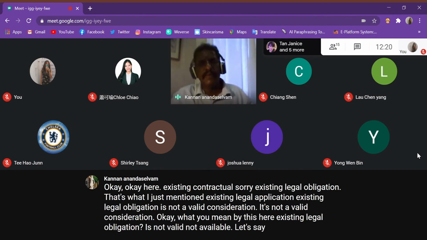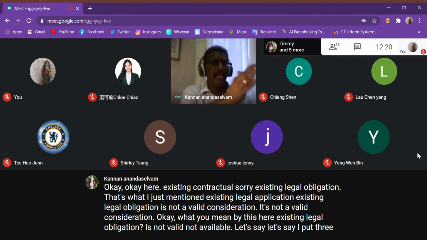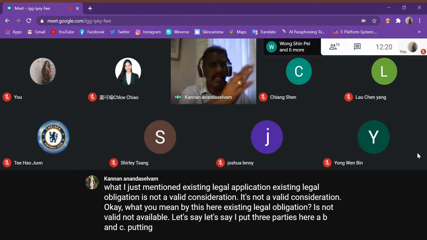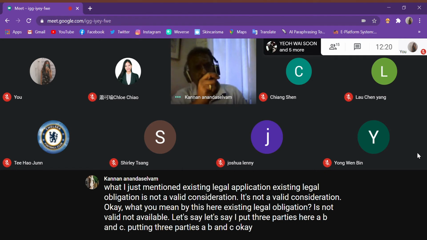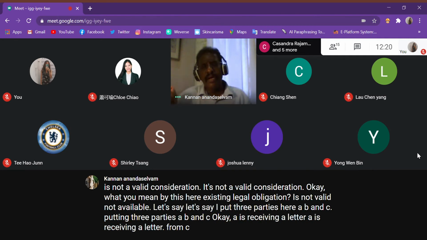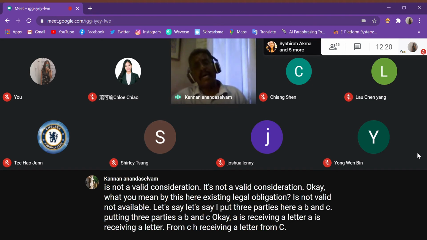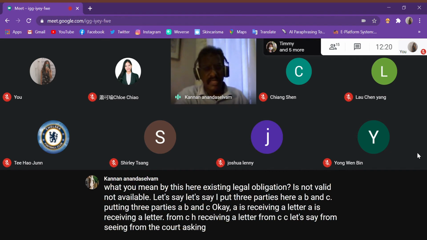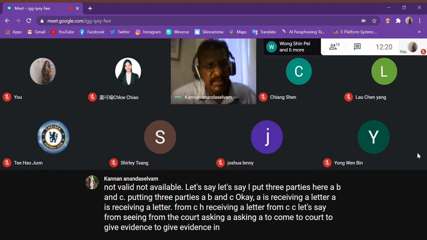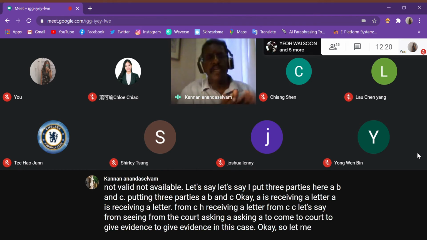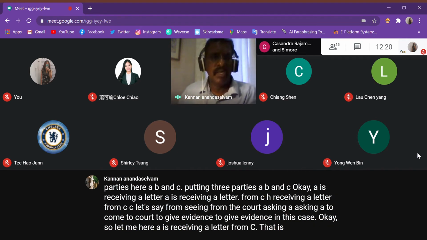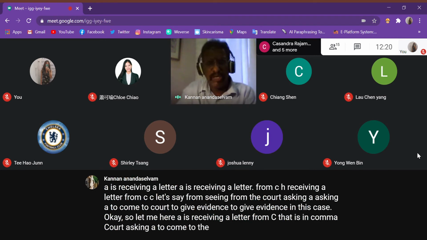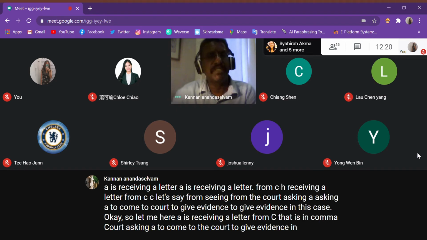Let's say I put three parties here, A, B, and C. A is receiving a letter from C, let's say the court, Mahkamah, asking A to come to court to give evidence in B's case or B's trial.